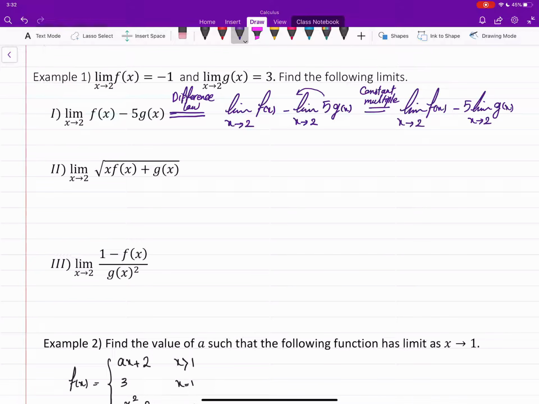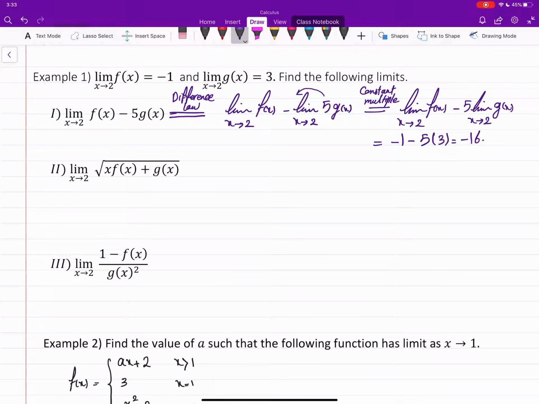Now we are down to the values of the limits of these two functions. The limit of f(x) as x approaches 2 is -1, minus 5 times the limit of g(x), which is 3. This gives us in total -16.